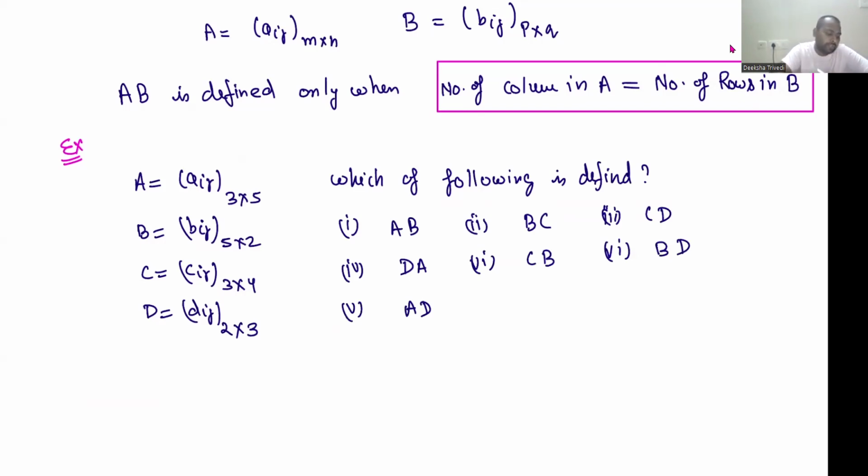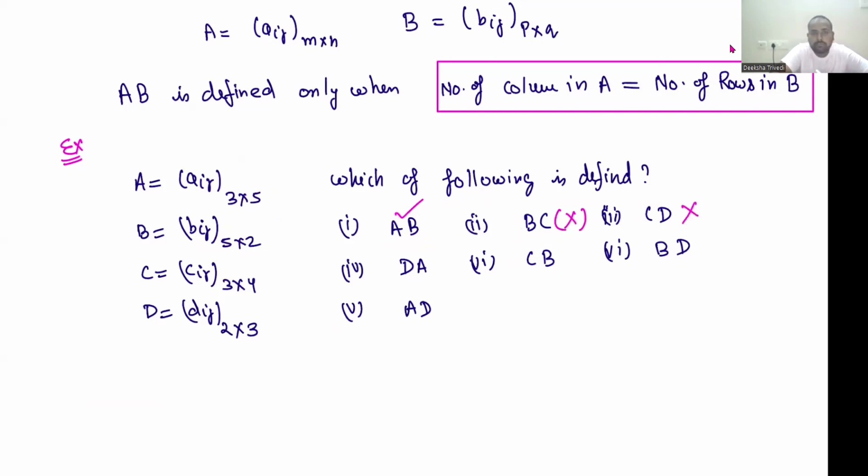So here what we need to check. If we need to check AB, then number of columns in A and number of rows in B, they are same. So AB is defined. Can everybody understand this? Now check BC. Number of columns in B, number of rows in C. That is 2, that is 3, not equal. So BC is not defined. CD defined? No sir.